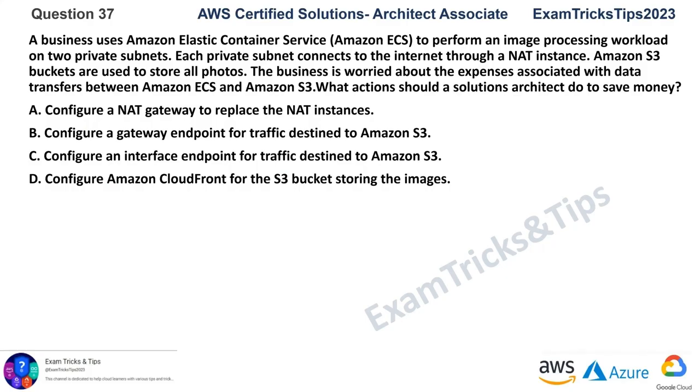Question number 37. A business uses Amazon Elastic Container Service to perform an image processing workload on two private subnets. Each private subnet connects to the internet through a NAT instance. Amazon S3 buckets are used to store all photos. The business is worried about the expenses associated with the data transfer between Amazon ECS and S3. What action should a solutions architect do to save money?